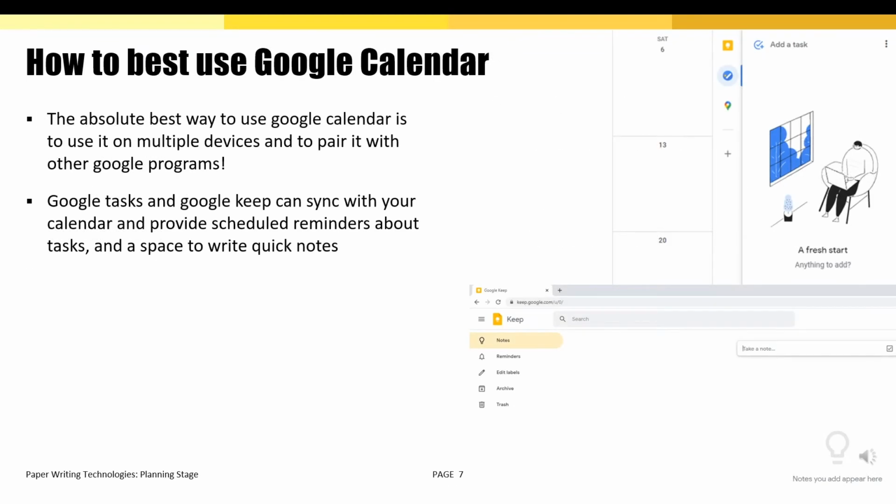How to best use Google Calendar? The absolute best way to use Google Calendar is to use it on multiple devices and pair it with other Google programs. Multiple devices allows for a schedule to follow you wherever you go, whether out on a walk or in a library. Using the calendar this way is one of the best ways to constantly stay updated and on schedule. Google Tasks and Google Keep can sync with your calendar and provide scheduled reminders about tasks and a space to write quick notes.